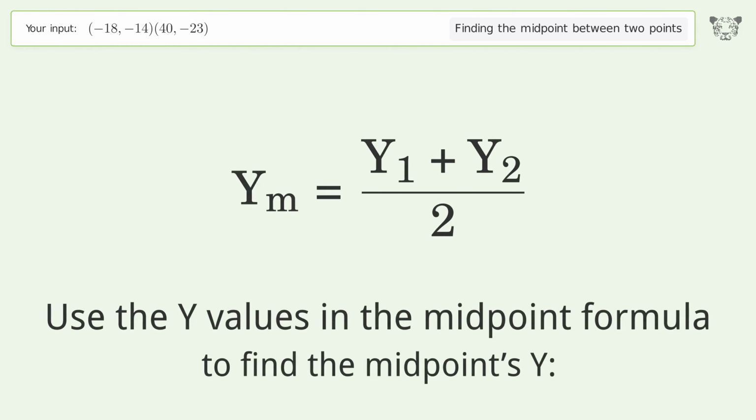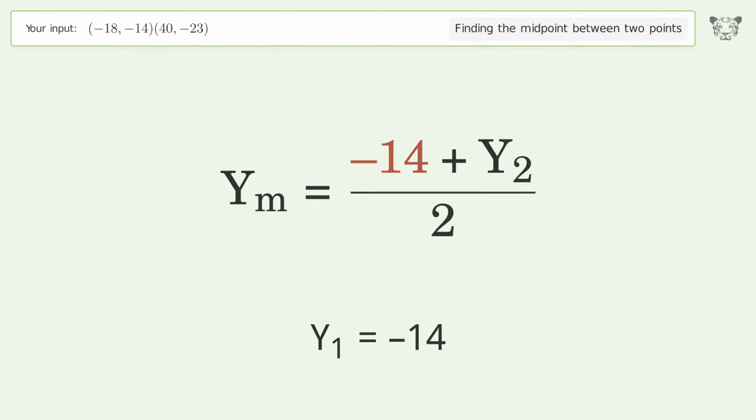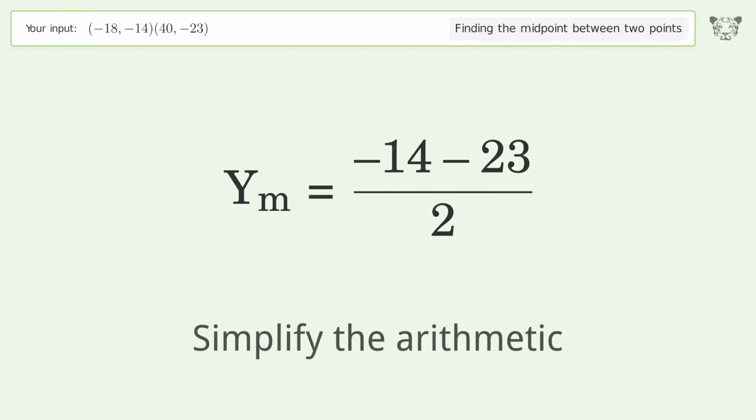Use the y values in the midpoint formula to find the midpoint's y. y1 equals -14. y2 equals -23. Simplify the arithmetic.